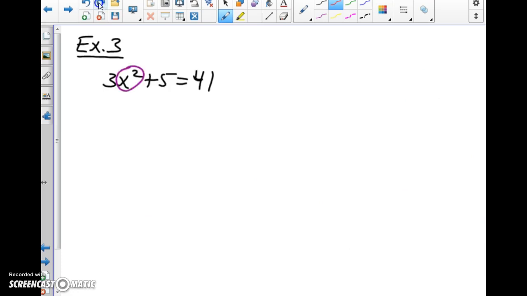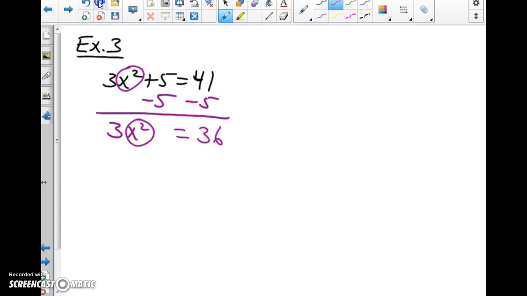Okay, so your job is to get x squared by itself. What would you do first? Subtract 5 on both sides. So you get 3x squared equals 36. What would you do next to get x squared by itself? Divide by 3. So x squared equals 12. Now, how do you get the x by itself? You have to square root it.